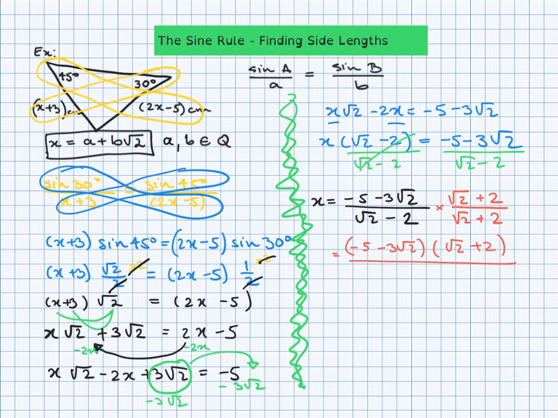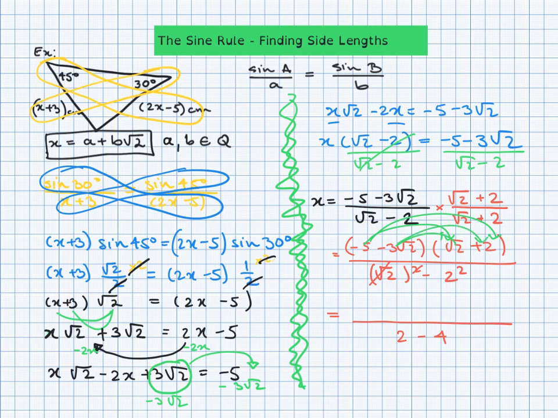So that's (-5 - 3√2) times (√2 + 2). And then what is happening in the denominator? Because it's the difference of two squares, we have the first term to the power of 2, take away 2 to the power of 2. So the denominator is going to give us 2 take away 4. And the numerator we have to expand, using FOIL.